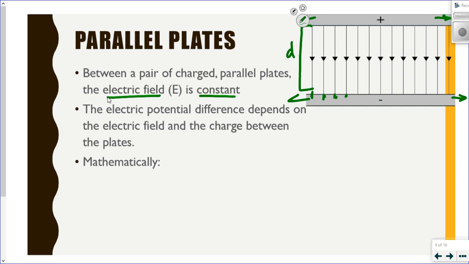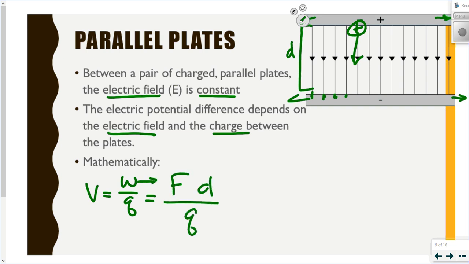The electric potential difference then depends on the electric field and on the charge between the plates. As we change those two things, we can change the electric potential of taking a positive charge and moving it. So mathematically, we can think of this very similarly. Let's start with V equals work over Q, except I'm looking here for the electric field, which we know is E. Well, let's make a quick substitution here. We know that work is the same thing as a force times a distance, and we still got it over Q.